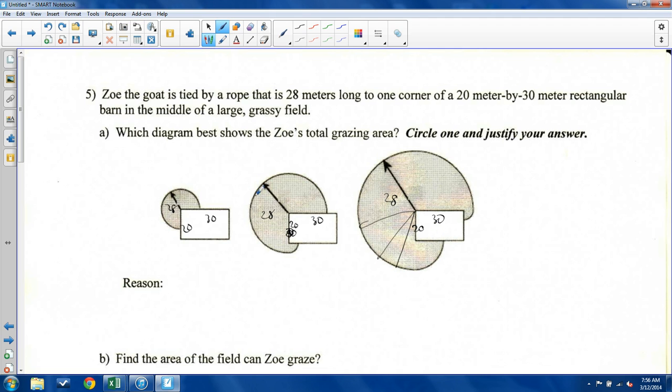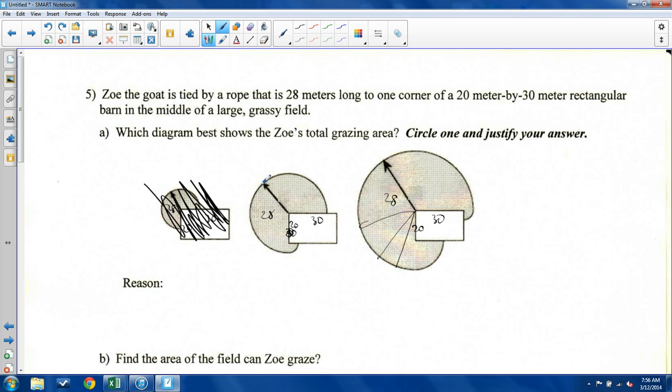This one here, 28, I go around it, here's 20, here's what's left, I can still go around. This one doesn't make sense though. I walk with a rope that's 28 meters long, I should be able to go past this 20 meter barn wall. Here I can't, so this one's definitely out. This one is not representative of my diagram. So all those make sense from the 28 meter side.